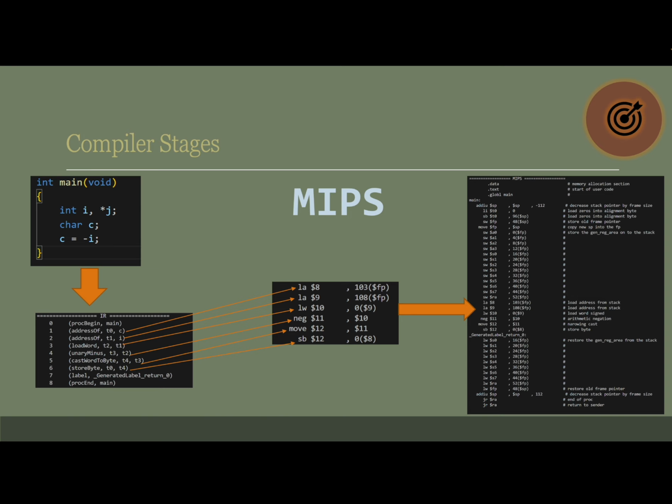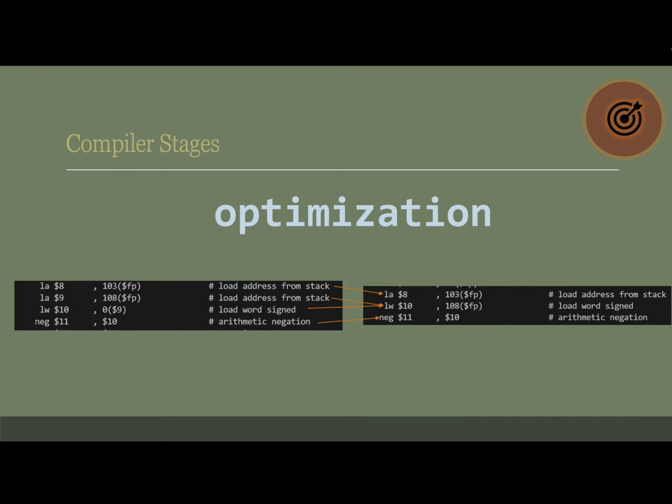Then the IR code is converted into assembly instructions. In this case, we're converting it into MIPS assembly language that will be executed on a SPIM simulator. Finally, the compiler performs optimization, where assembly code is consolidated, combined, and changed to run in a more optimal fashion.